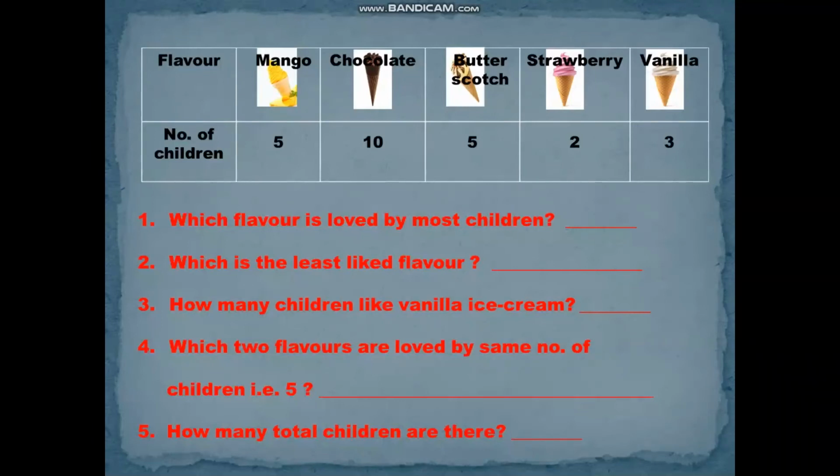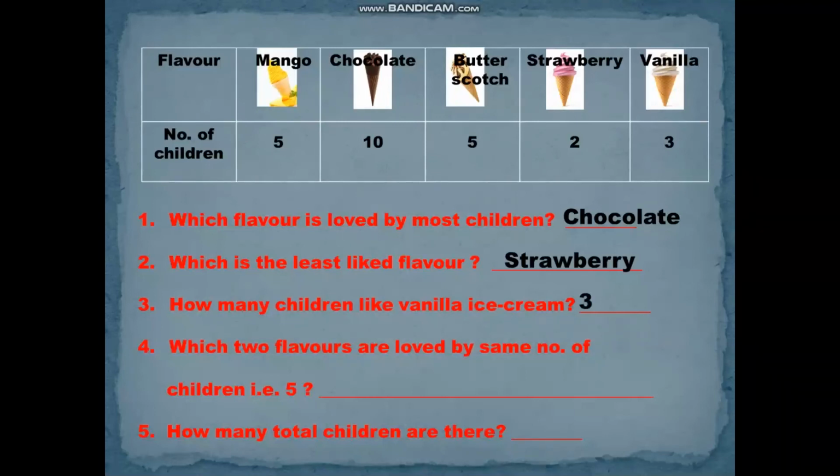For example, which flavor is loved by most children? If we look at the table, then we can easily tell that chocolate flavor is loved by most children, right? Then which is the least liked flavor? Here the least number is 2, and the corresponding flavor is strawberry. So the least liked flavor is strawberry. Next question is, how many children like vanilla ice cream? Go to the table, and it is liked by 3 children.